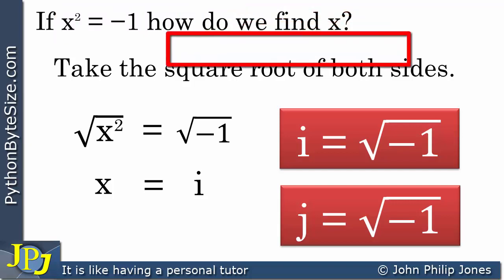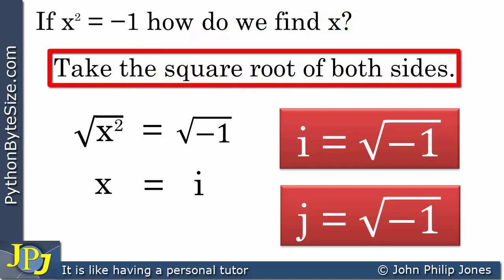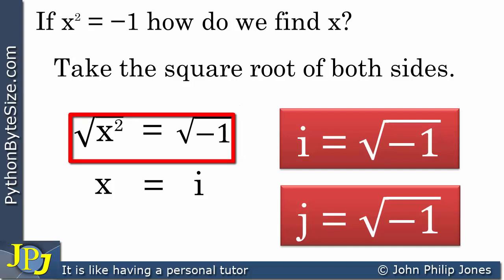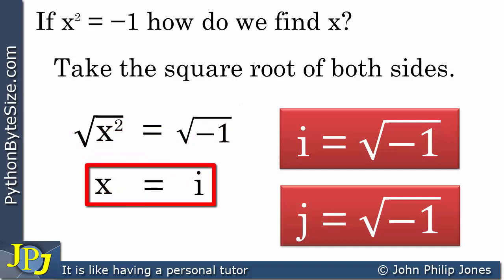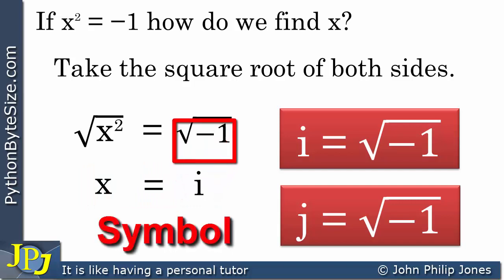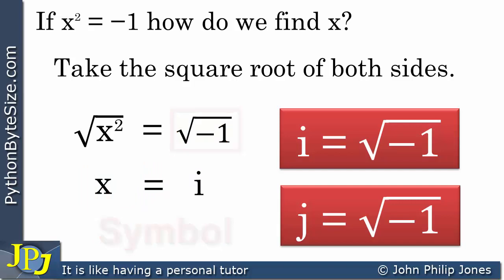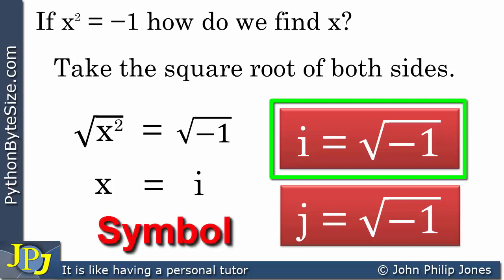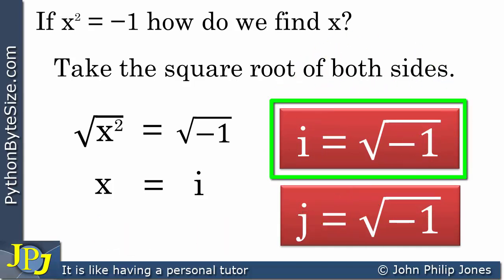And we know we can take the square root of both sides, which will result in this, and then of course we can carry on, and we end up with x being equal to I, where I is the symbol that represents the square root of -1. And we can see this here being I equals the square root of -1, which we can argue is not technically correct, because what we're really saying here is I is the symbol that represents the square root of -1. However, this is what mathematicians use.